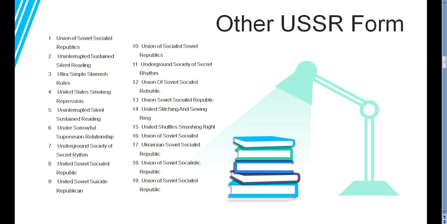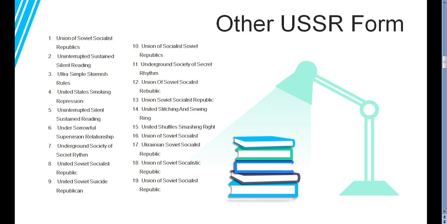Sixth is Under Sorrowful Supervision Relationship. Seventh one is Underground Society of Secret Rhythm. Eighth one is also similar to the first. Ninth one is United Soviet Socialist Republican. Tenth is also similar to the first. Maybe some of the list of forms is copied multiple times. The 11th one is also a copy of the seventh.